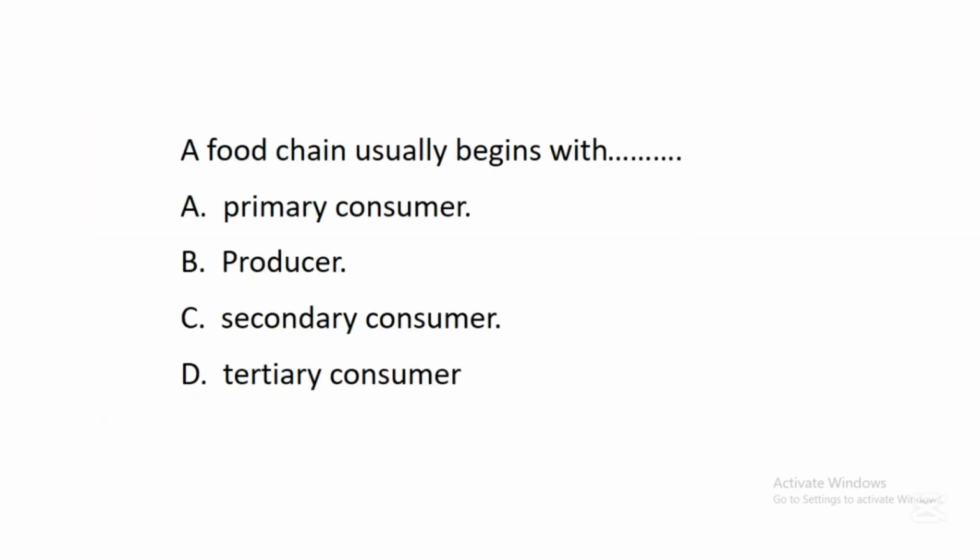The next question says, a food chain usually begins with dash. A. Primary consumer. B. Producer. C. Secondary consumer. D. Tertiary consumer. In this question, the correct answer is B. Producer. So producer is an organism that usually begins food chain in different habitats.